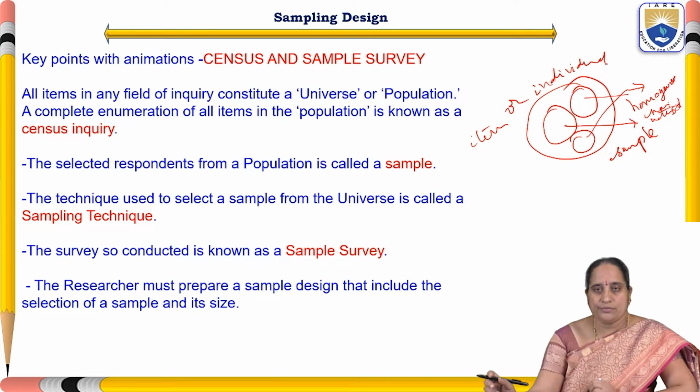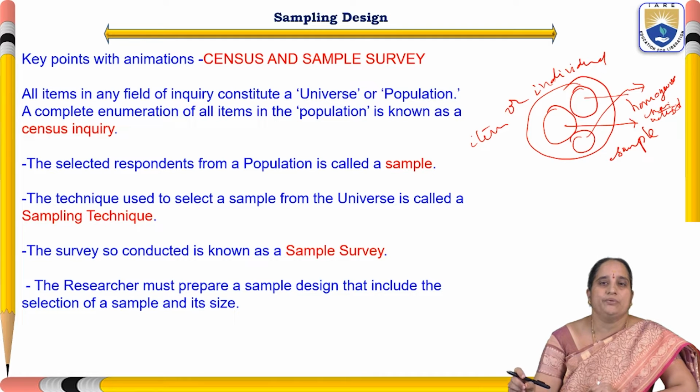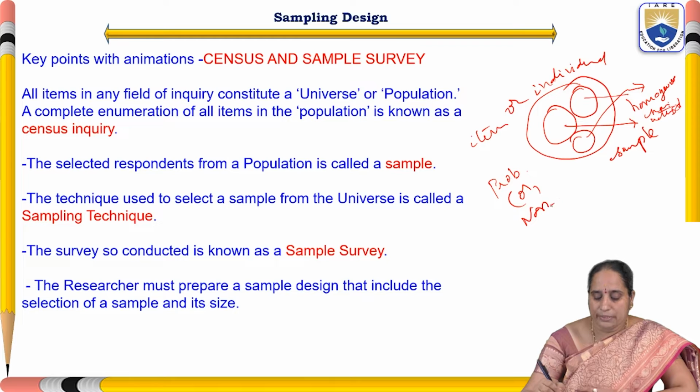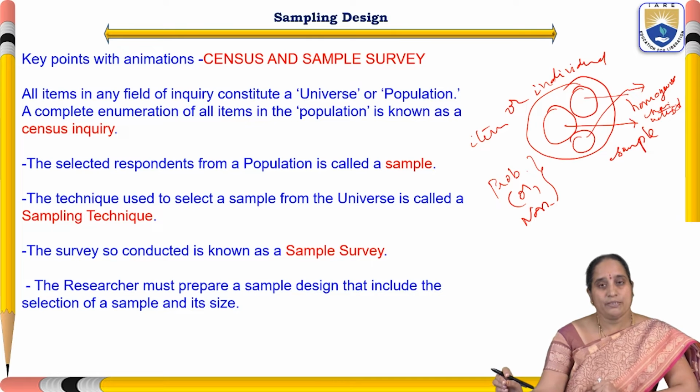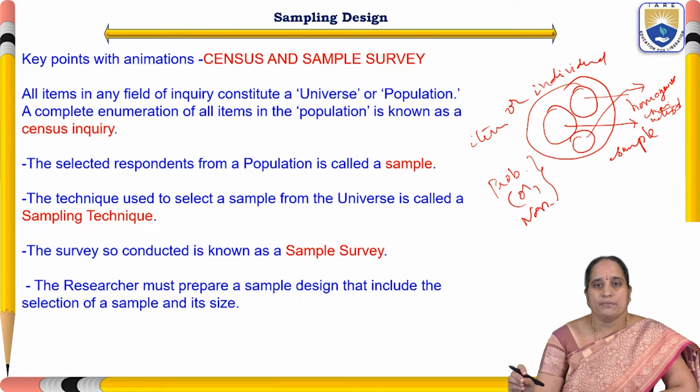The technique that is used to select a sample from the universe is known as a sampling technique. It depends on what type of sampling technique you are going to use in the selection of a particular sample. Either you want to apply probability sampling or non-probability sampling; it means randomly or non-randomly you select the sample from the universe. It depends on the type of survey. The survey so conducted is known as a sample survey.